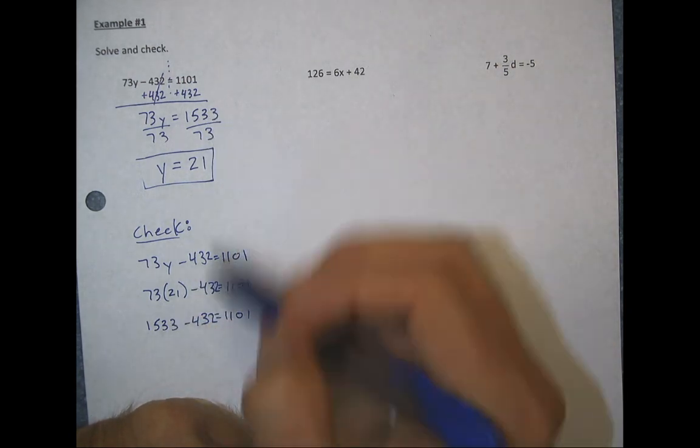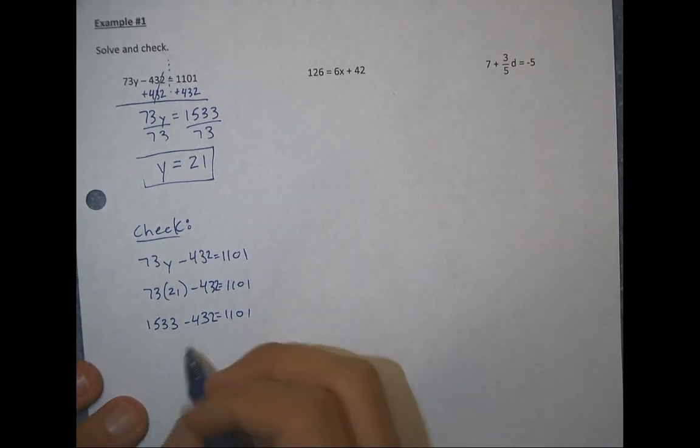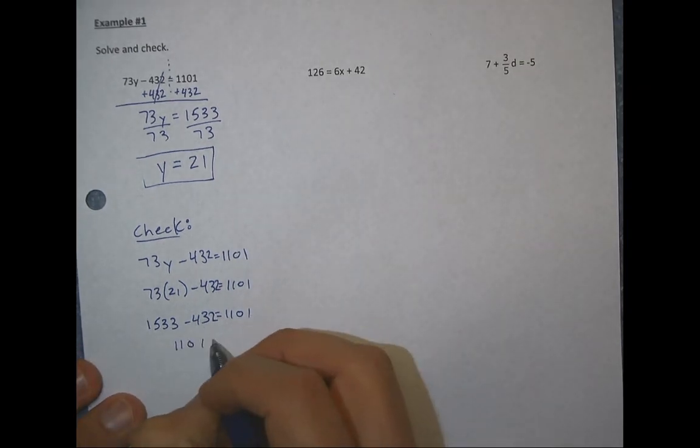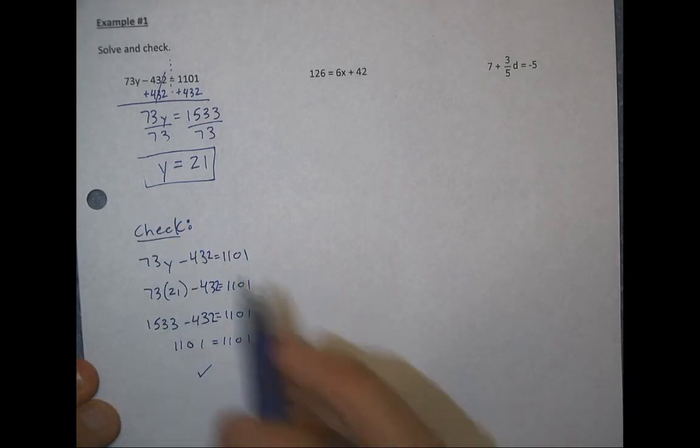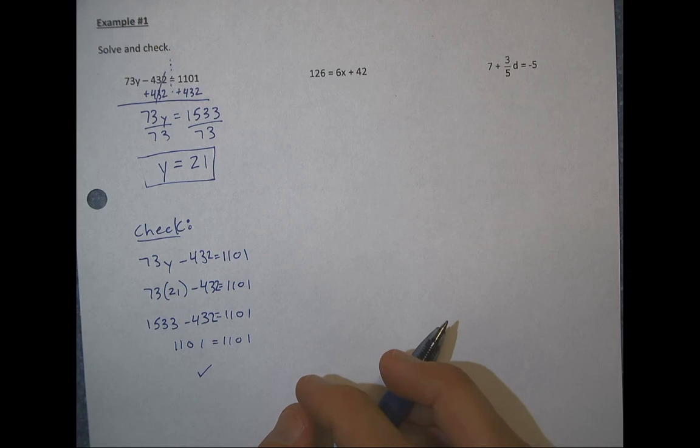So here's the 1533 again. Now we're going to subtract here. Sure enough, we get 1101. Our check works, which means y equals 21 is the correct answer.